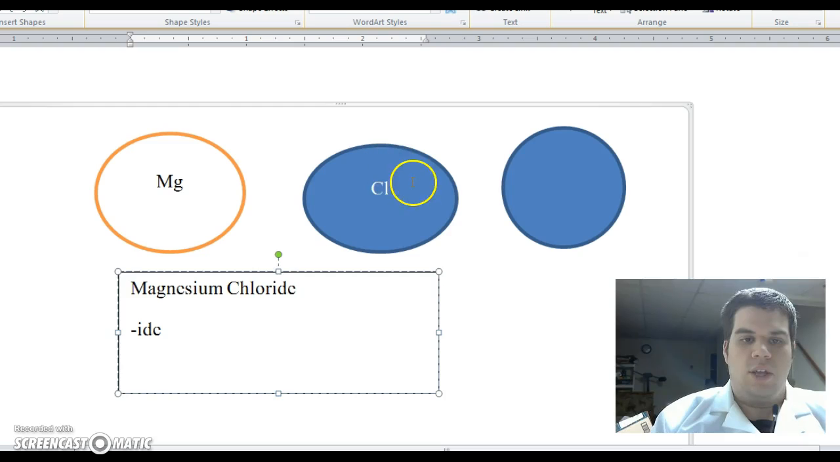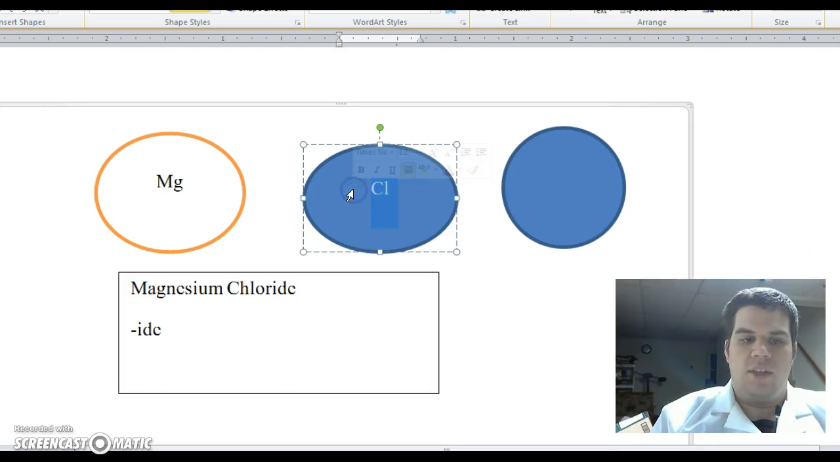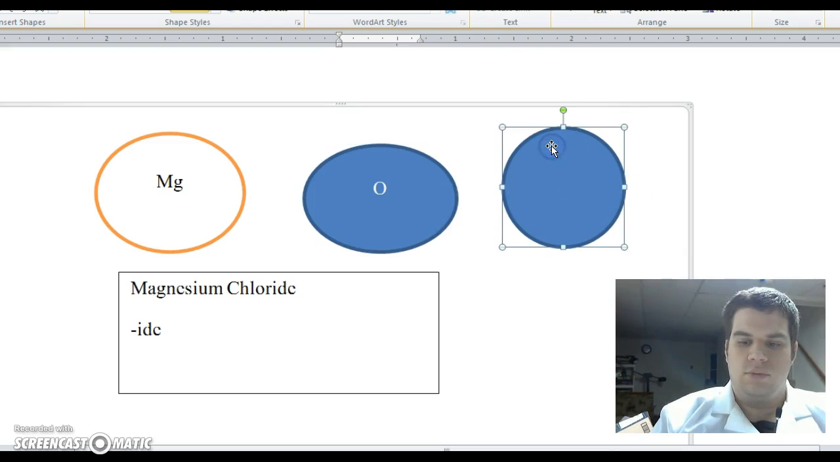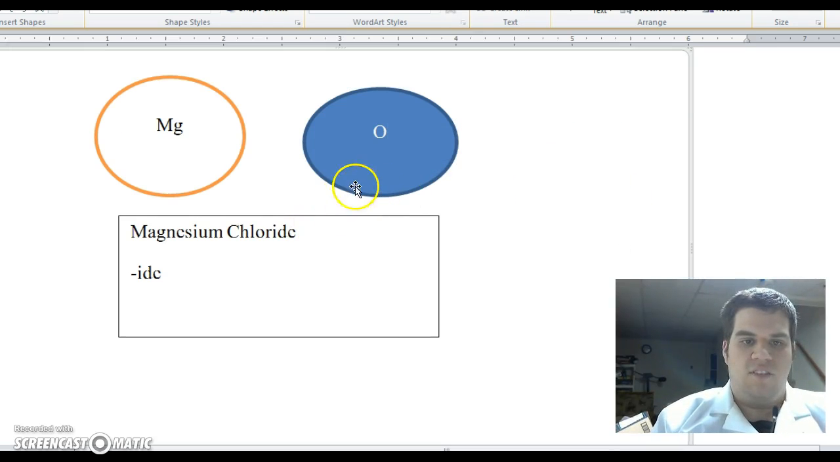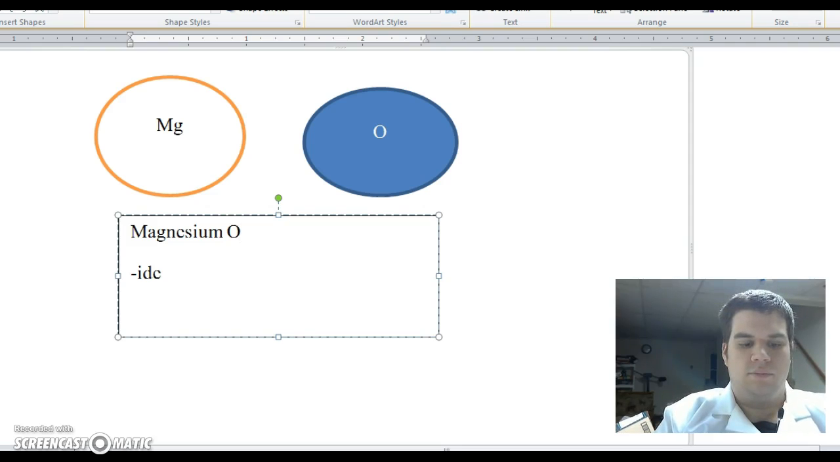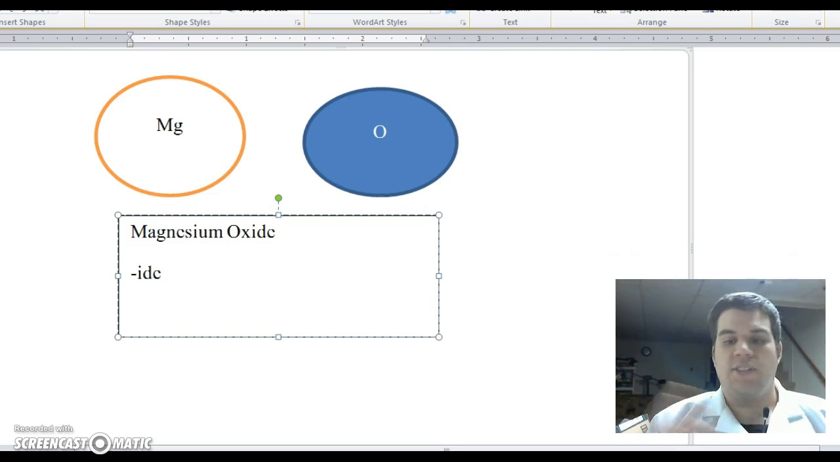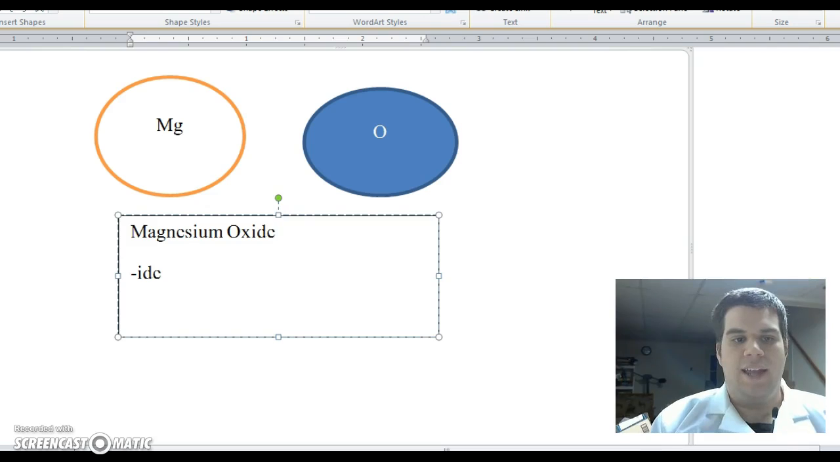Same if I was to make this into oxygen. Now we have magnesium and oxygen. So I get rid of this chlorine, and I now make this oxide. That's all there is to it. That's how you name it from looking at the atoms.